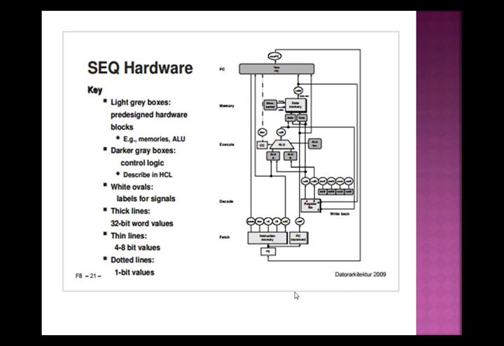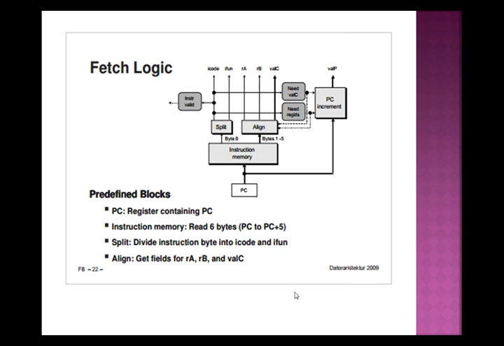And the dark gray boxes are used for describing the HCL, that is hardware control language. White ovals are used only for signals, that is how signals are passing and what signals are available for the SEQ hardware implementation. Then thin lines are used for 4 to 8 bit values, and dotted lines show 1 bit values.